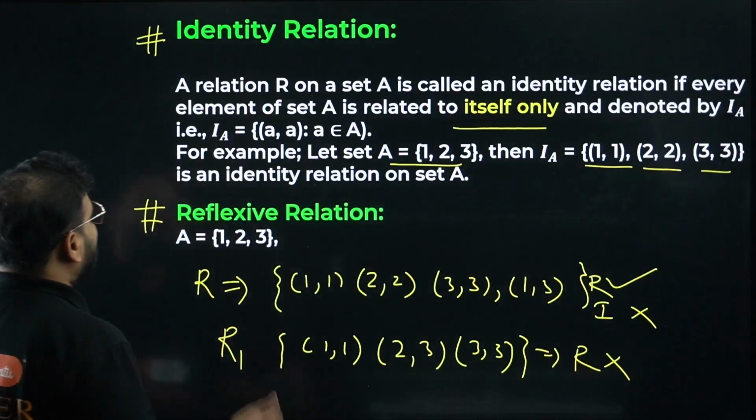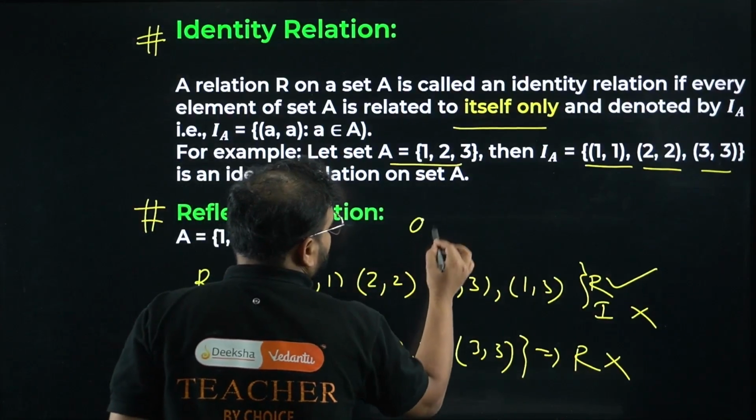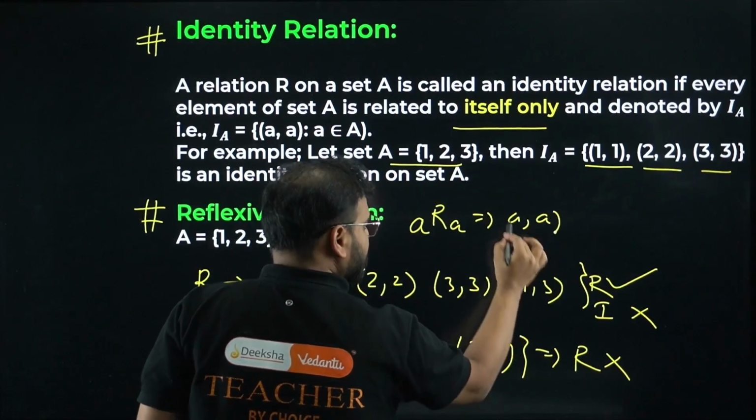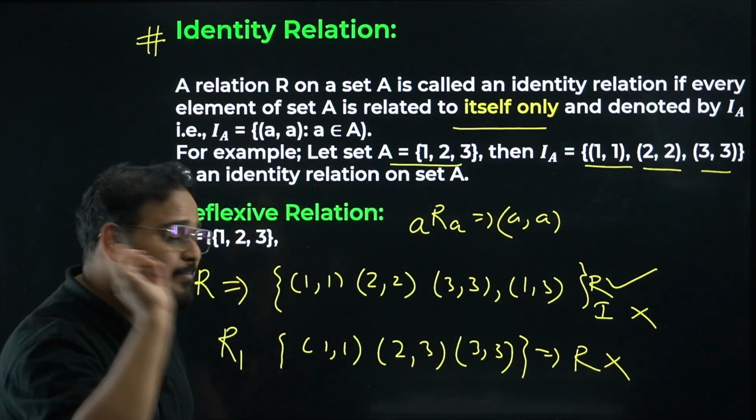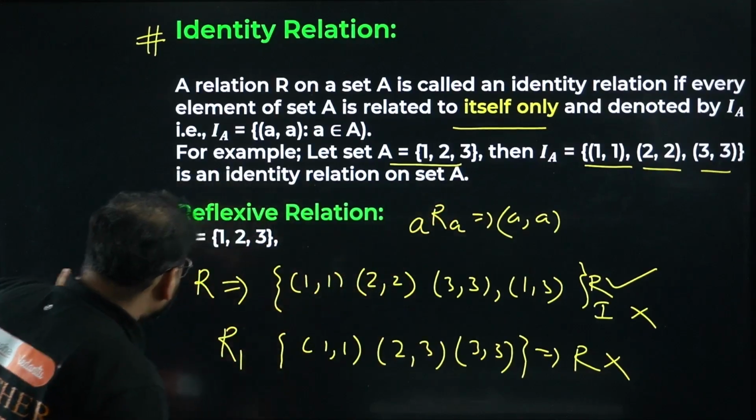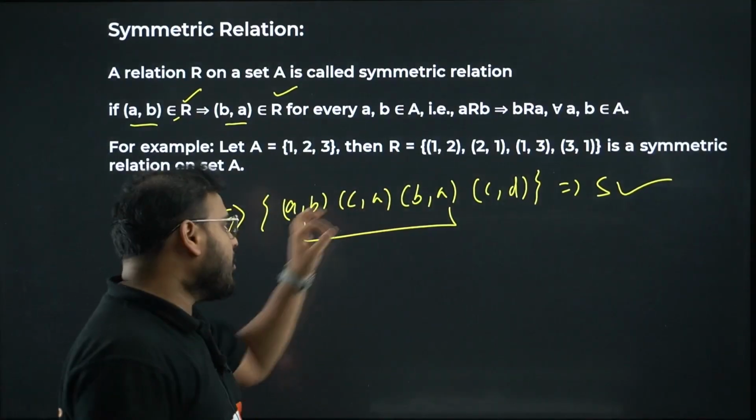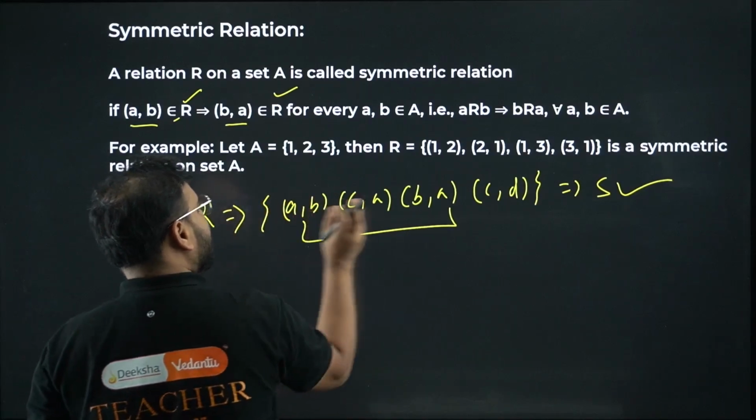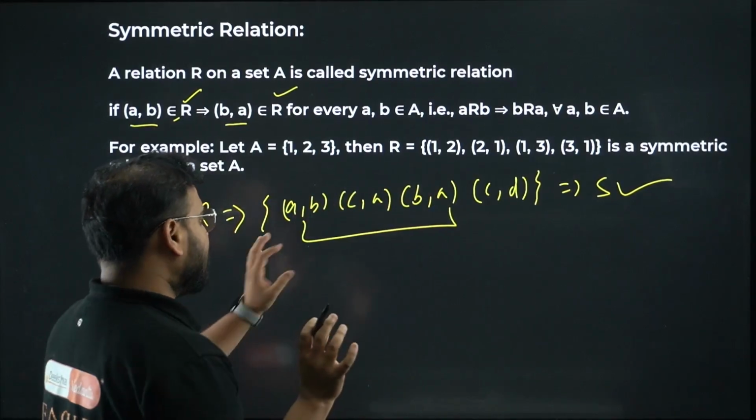In reflexive, you check whether A and A should be there or not. Means in the reflexive, you write like this: ARA. So the ordered pair becomes A comma A. So yes, you have to check the ordered pair for every element in the set. But in the case of symmetric, you don't have to worry about all the elements. Only check if AB is there, you have to have BA. If you have AB, then you should have BA. Then we'll call it symmetric.